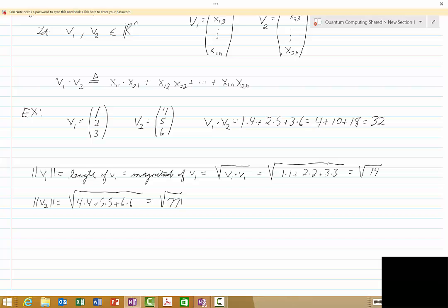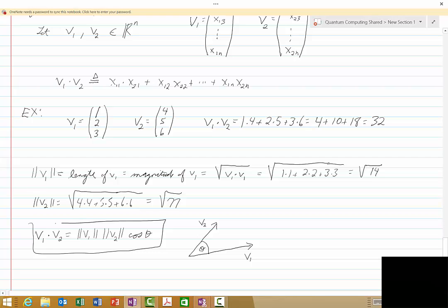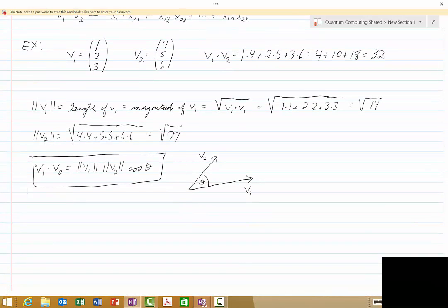And then another important concept about the dot product is the following. V1 dotted with V2 is equal to the magnitude of V1 times the magnitude of V2 times the cosine of the angle between them. So, for instance, if these are the two vectors, V1 and V2, and notice their tails are connected here, then we call this angle theta, and the relationship between the cosine of that angle and the lengths of the vectors and the dot product of the two vectors is given by this equation, which is rather important. And notice that this could be manipulated into this form.